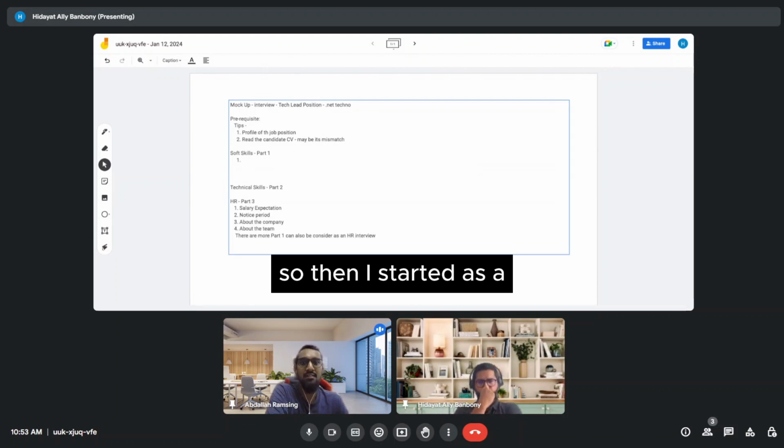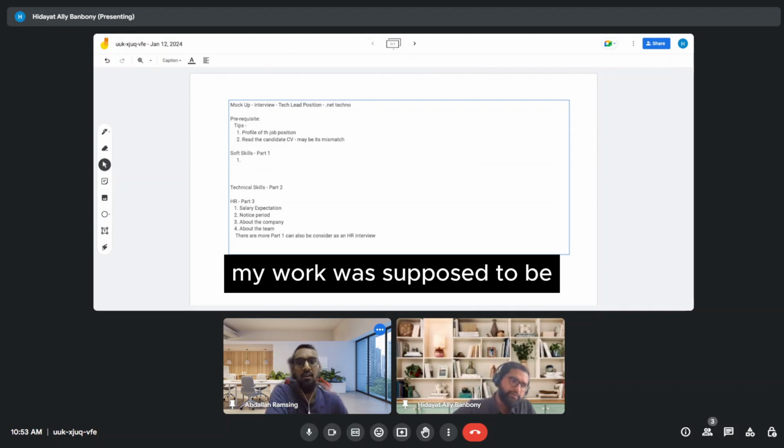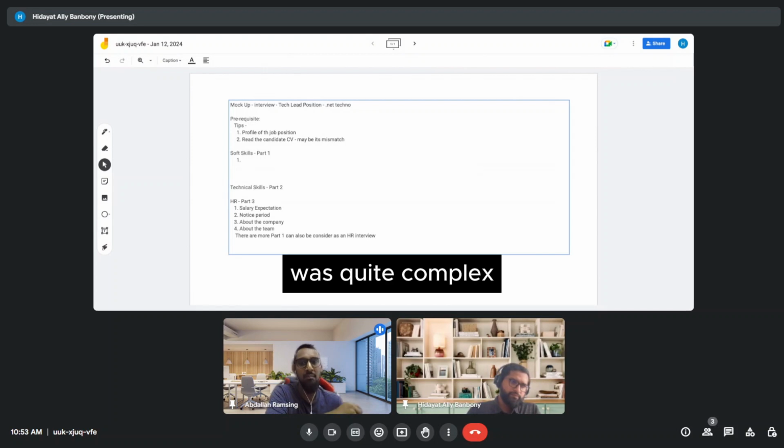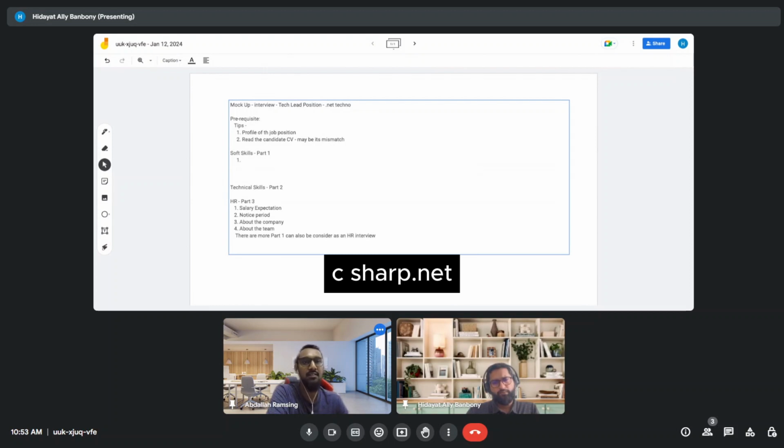Then I started as a full stack developer in Angular and .NET, but really as an expert level engineer that is able to touch a lot of the front end. Initially my work was supposed to be with Angular and .NET. Then I worked a bit, but the project was quite complex. I wasn't used to distributed architectures, Azure data tables. So in the meanwhile, what I worked on was lots of test automation, C Sharp, .NET. We were using XUnit, NUnit, and even MS Test. So I experimented with these different technologies. Which one is better?